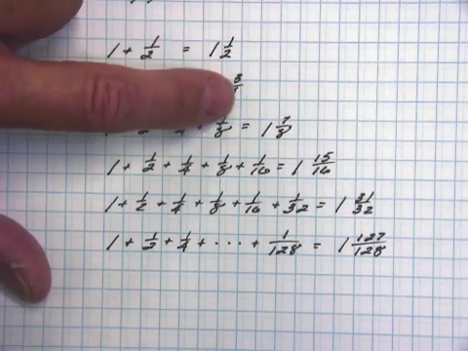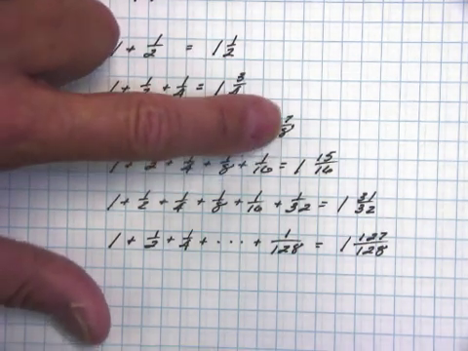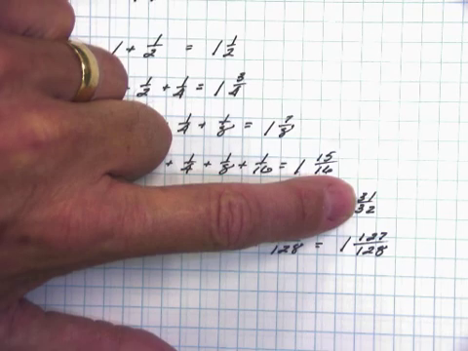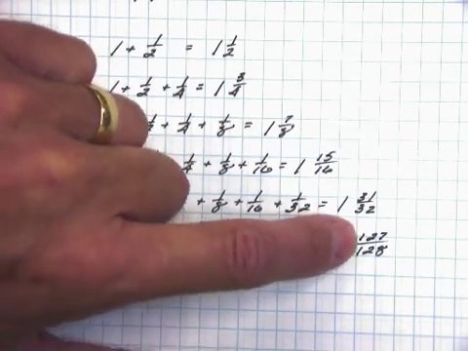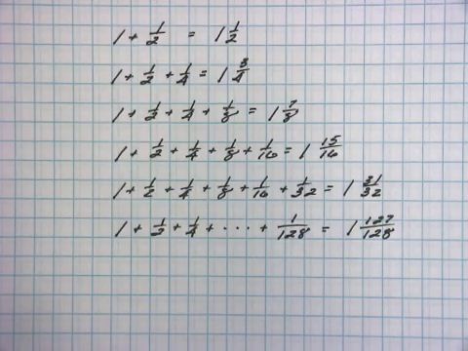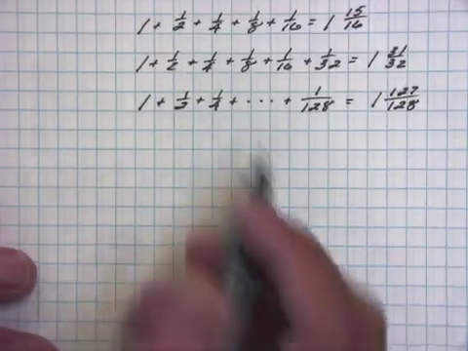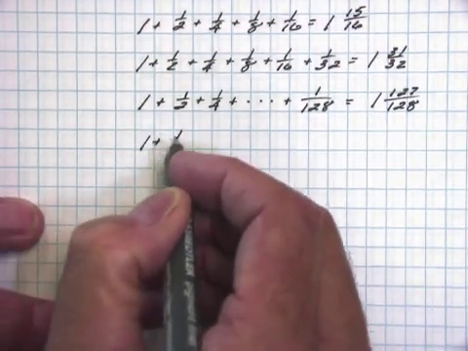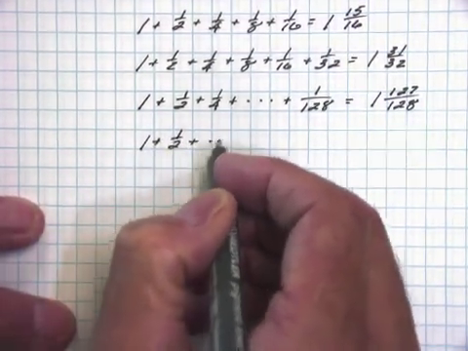Now, hopefully what you're seeing is the pattern where the fraction I get is the numerator is 1 less than the denominator. 1 less than 2 is 1. 1 less than 4 is 3. 1 less than 8 is 7. 1 less than 16 is 15. 1 less than 32 is 31. And 1 less than 128 is 127.